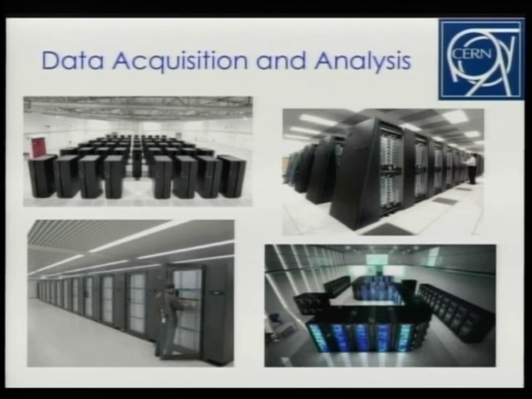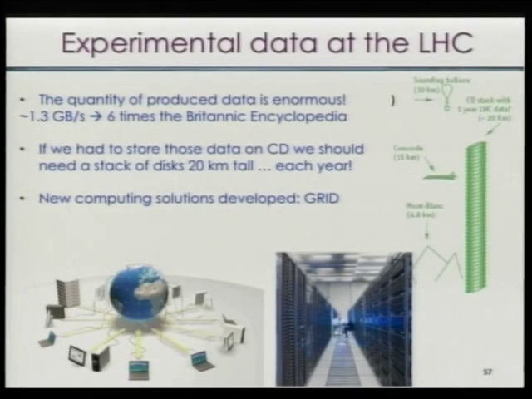This is a problem because we have to handle a huge amount of data. We really don't have a single computer so powerful to study this data. We produce something like 1.3 gigabytes per second, so each second we produce 6 times the Encyclopaedia Britannica. So it's really a problem to handle this data. If we put all the data on DVDs or CDs, you would have a stack of 20 kilometers of CDs per year.